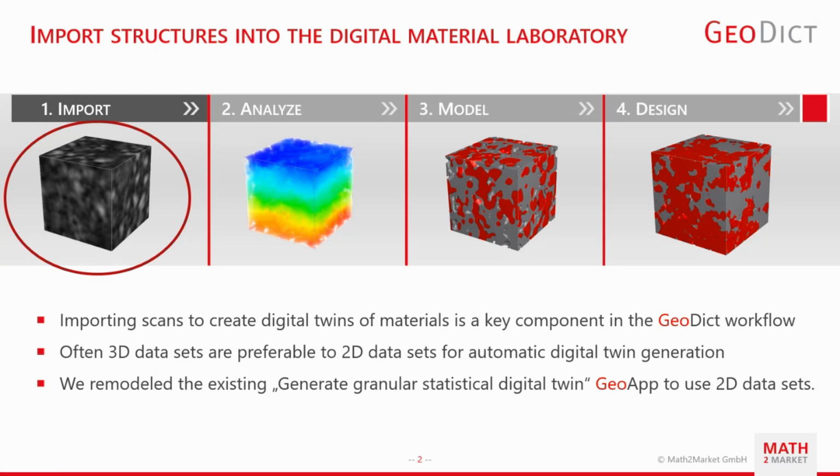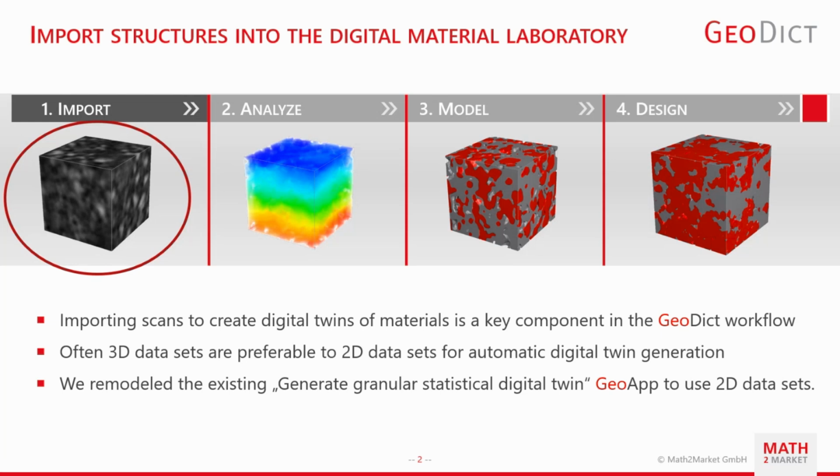The import of structures into GeoDict often relies on 3D image data from microCT or FIB-SEM scans, enabling users to analyze their samples and generate digital twins and siblings. So here we see a typical workflow where you would have import, analyzation, modeling, and then designing of new structures. The ability to generate statistical twins using 2D data is, of course, highly attractive, because it's just way more available, cheaper.